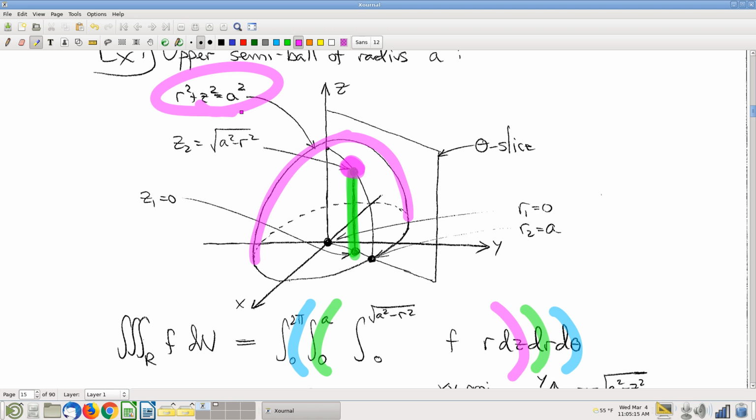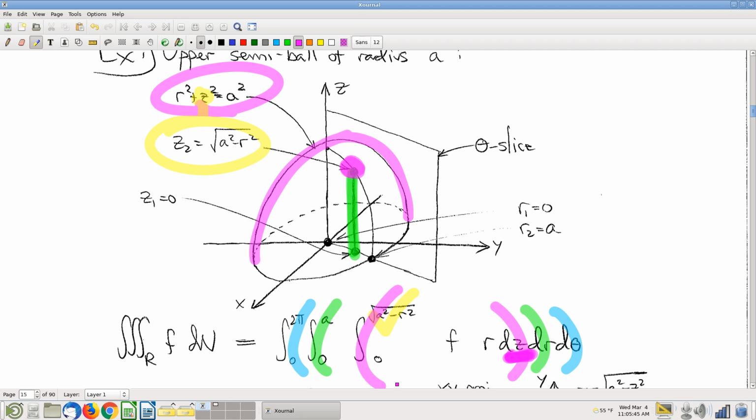Again, a lot of students mess this up. A lot of students will put r squared plus z squared as the upper bound. That doesn't make any sense. We're looking for a bound on the values of z. You've got to solve for z, right? And so solve for z in this equation. You get that. That's your upper bound. So our z bounds are that.